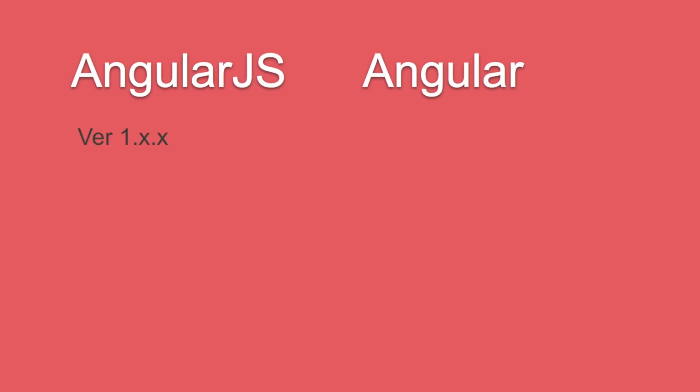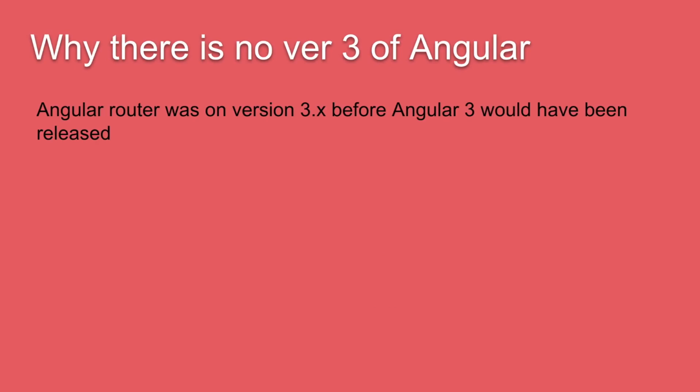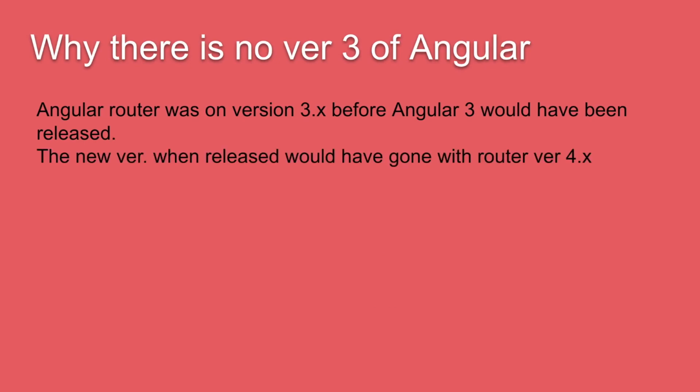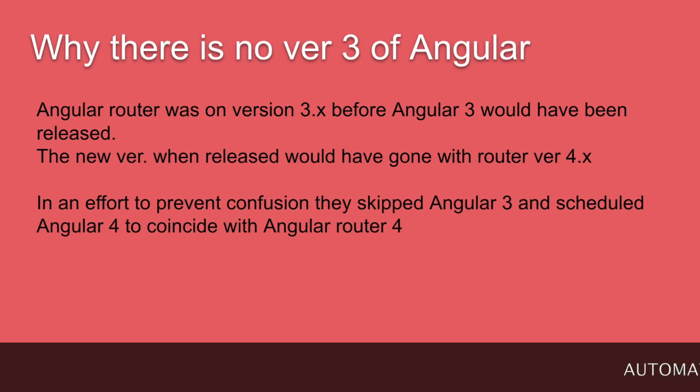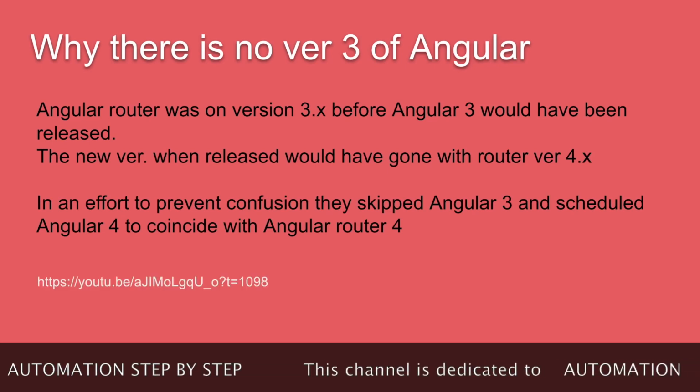And AngularJS has version 1 and all the versions start with 1.x, whereas Angular starts with version 2 and then you will have version 4, 5, 6, 7, 8 and so on. So here also, if you see in Angular you will not see version 3, after version 2 we have version 4, and that is because of the compatibility issue with the router. So the Angular router was on version 3 even before Angular 3 would have been released, and the next release would make the router version 4, and therefore it was decided to skip the Angular 3 version and we went with Angular 4. Now in case you need more information on this, there is a link for this YouTube video.